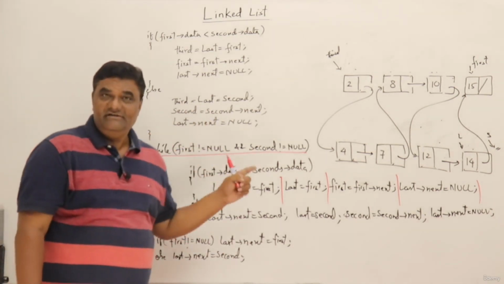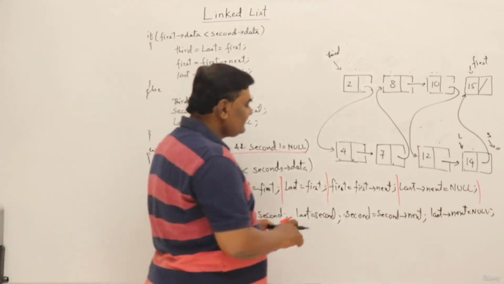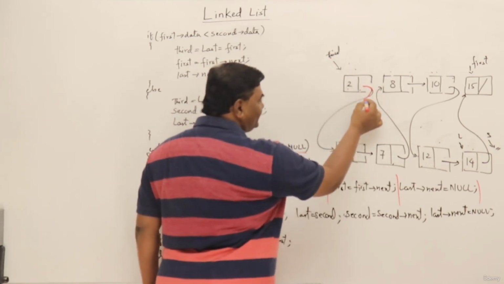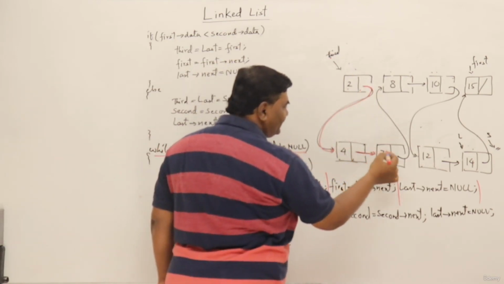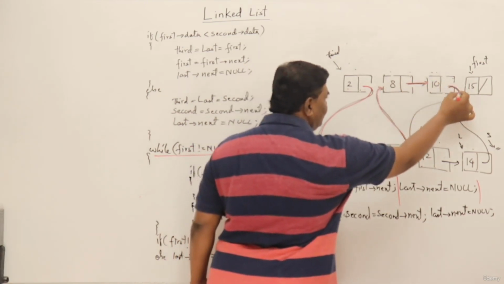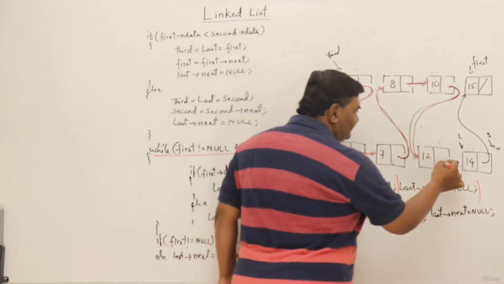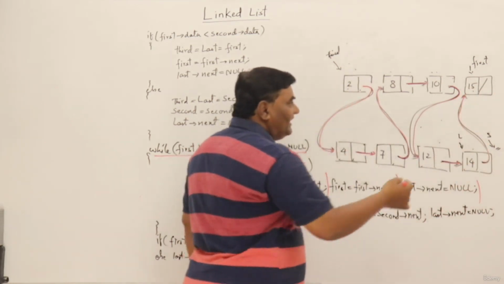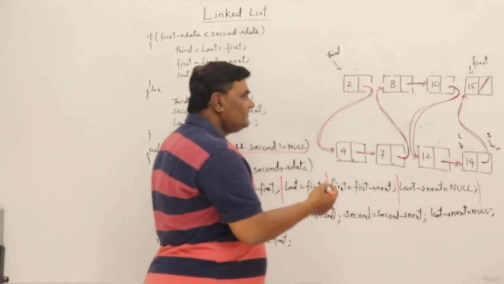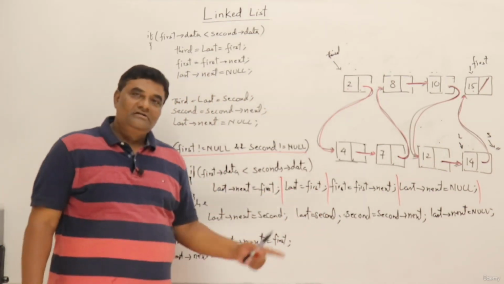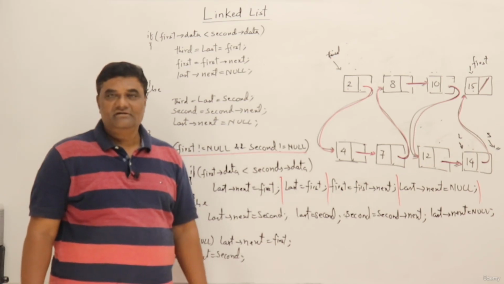The code is a little lengthy. So if you see the third linked list, let me trace this one. Third gives the address of 2, 2 gives the address of 4, 4 gives the address of 7, 7 gives the address of 8, 8 gives the address of 10, 10 gives the address of 12, 12 is leading us to 14, 14 is leading us to 15, and after 15 there is null. So this has formed a single linked list. That's all. This is merging.